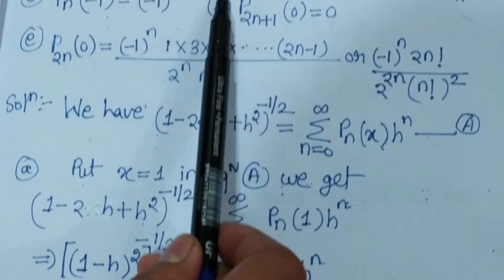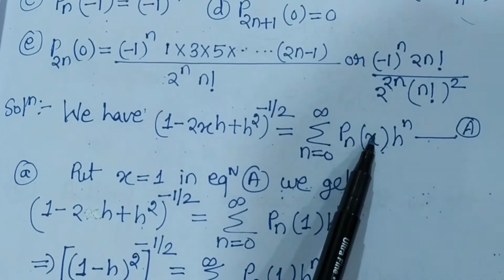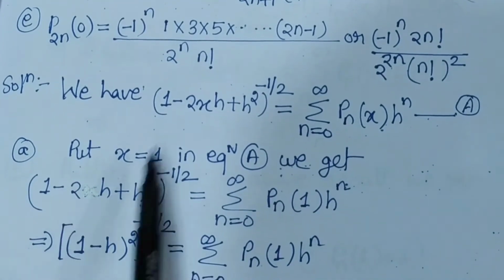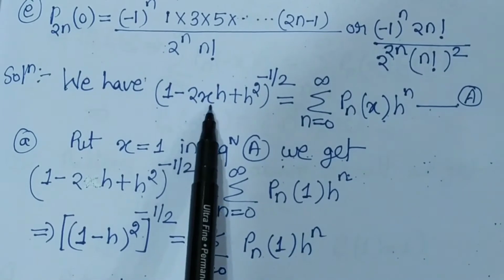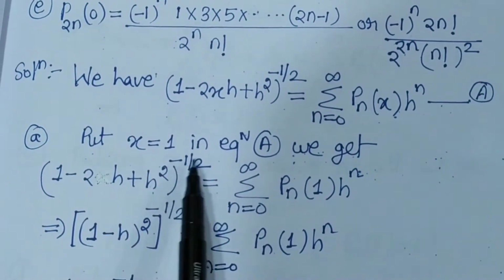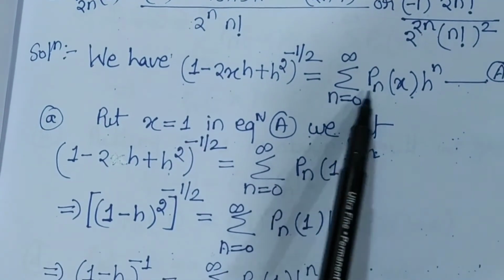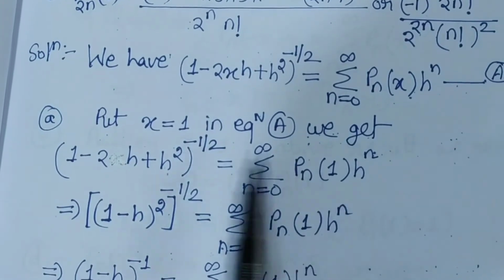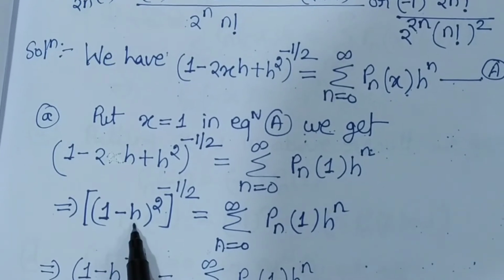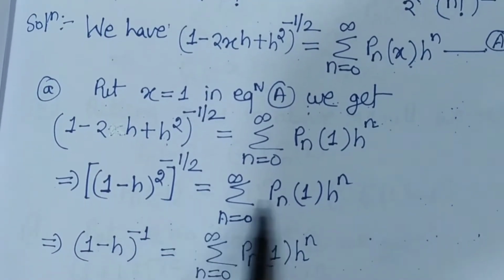Now, in order to prove the first result, we want Pn(1). So put x equal to 1 in equation A. We get (1 minus 2 into 1 into h plus h squared) to the power minus 1/2 equals the summation of Pn(1) h raised to n. Now this term is nothing but the complete square of (1 minus h), raised to power minus 1/2 as it is.